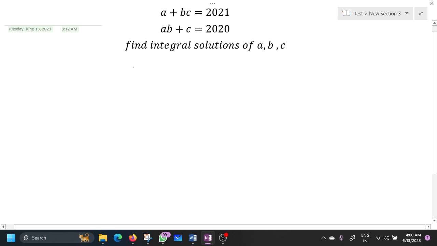So the problem is a plus bc is 2021 and ab plus c is 2020. Find the integral solutions of abc. Means what? A, B and C should belong to integers. Okay.